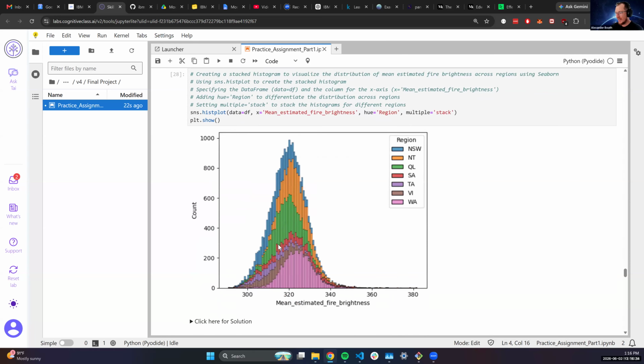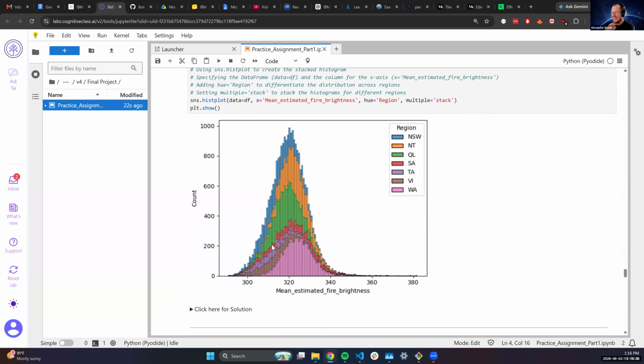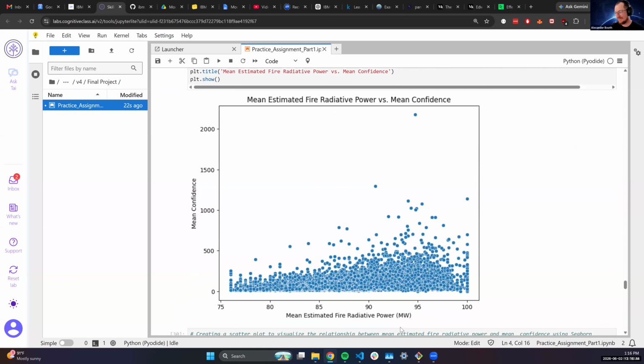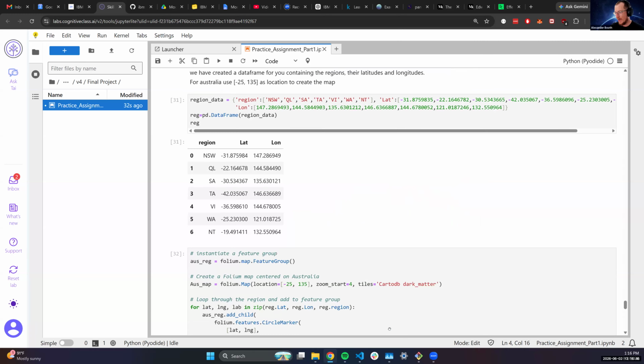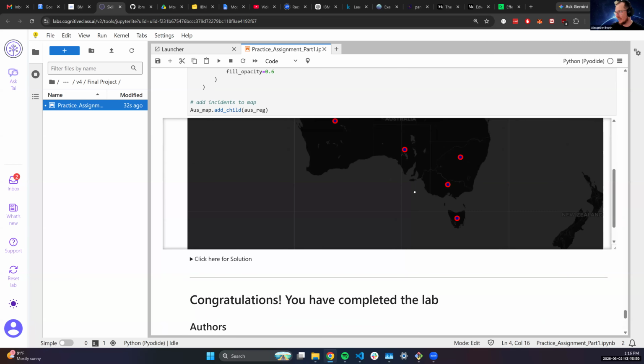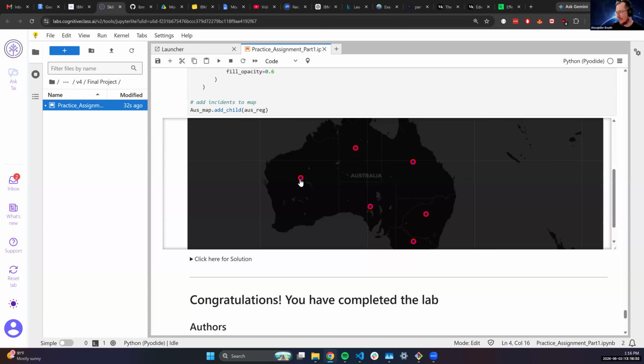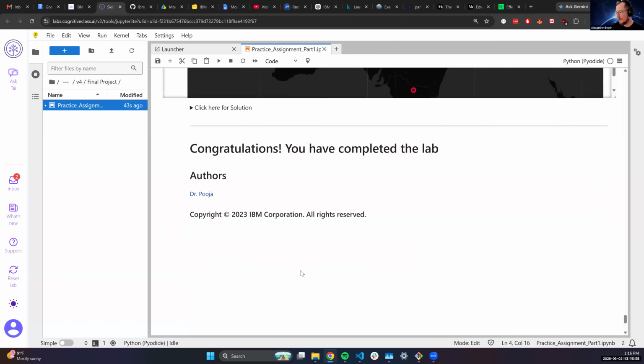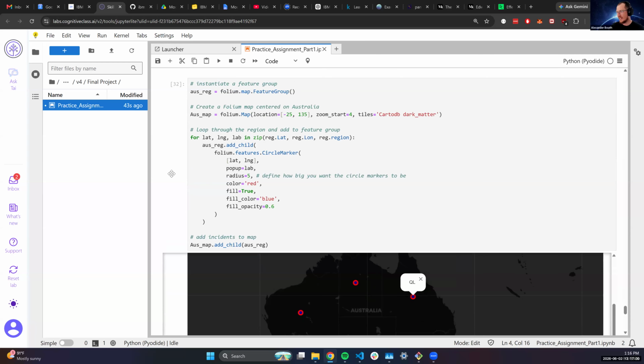And I think then we made the stacked histogram chart, which looks cool, but doesn't really tell you anything. It's pretty hard to read. So again, that is what it is. Scatter plots. Here's my little Folium map. Oh, cool. It actually loaded. We can see all the different wildfires across the different areas in Australia, which is pretty cool. And I think that's it.